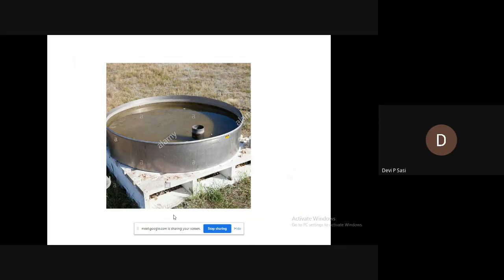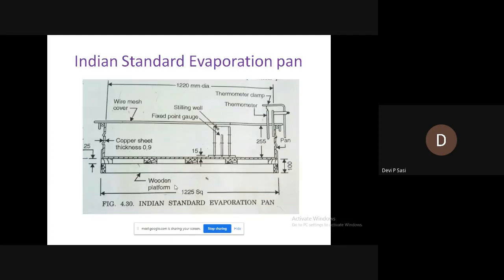It has a wooden platform, 1.2 meter wide and 10 centimeter height, and it also helps to thermally insulate the pan completely from the ground. Then you can see that the water level in the pan is measured using a point gauge arrangement. You can see a fixed point gauge here, and the water level is measured using this fixed point gauge.